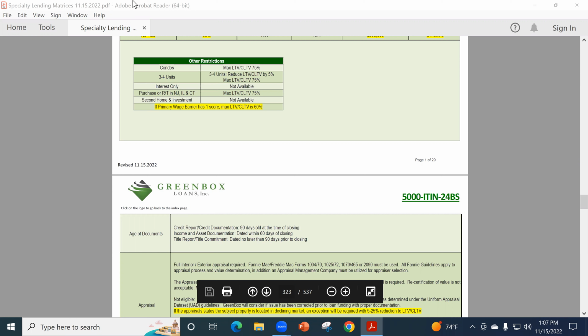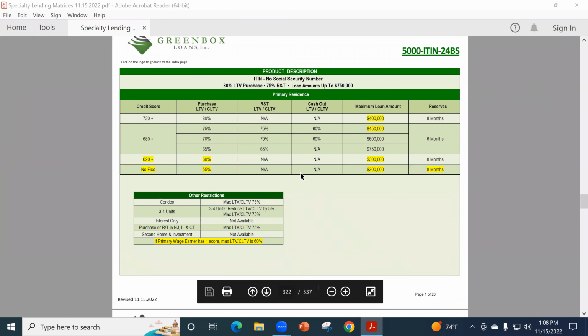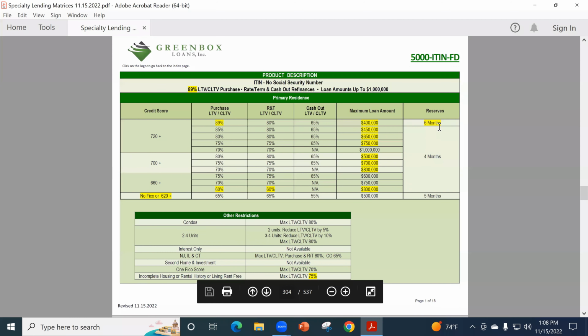No, sir, what about the first slide that you put there, the 89%, the very first line for full doc? It says the maximum loan amount is 400,000, and you need 6 months reserves. So that means my purchase price should be no more than 450, correct? Because you put in 10%. Yeah, 450 purchase price. You put in 10% and came up with a 400 maximum amount. That is the maximum loan amount at that LTV.